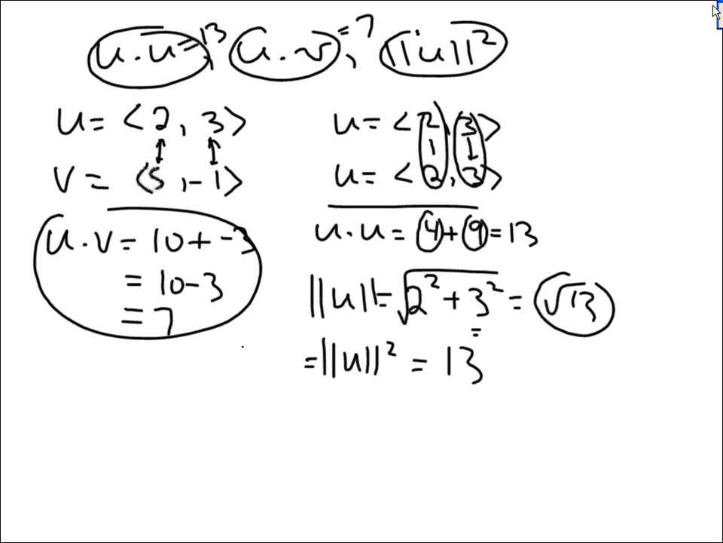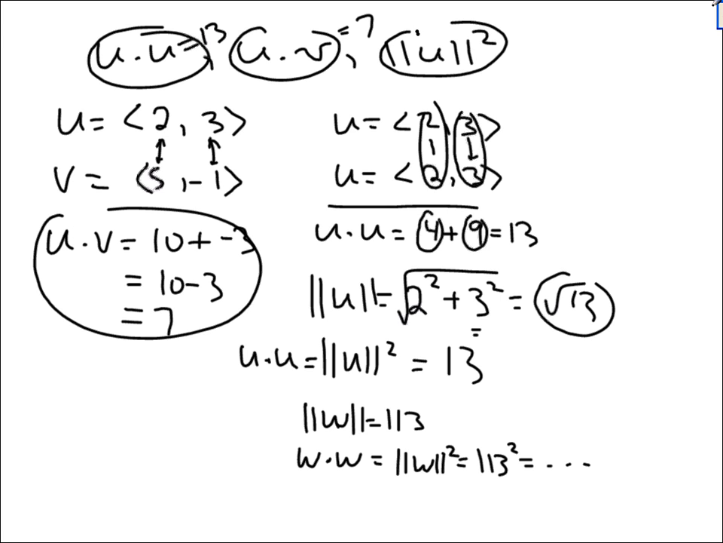It's always going to be the case that u dot u gives you the length of u squared. So, if they tell you the length of w is 113, and they ask you what's w dot w, well, you know that the length of w squared is 113 squared, which you're on your own with for that one. W dot w is just the length of w squared.